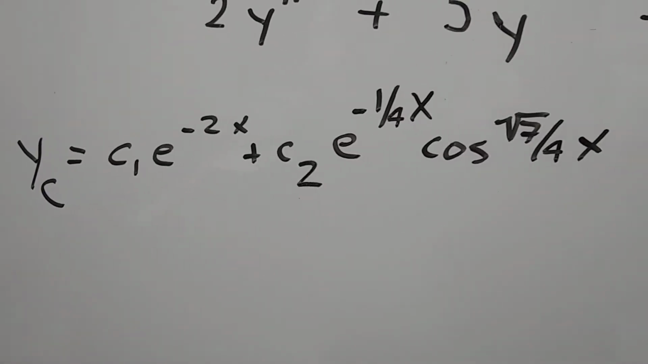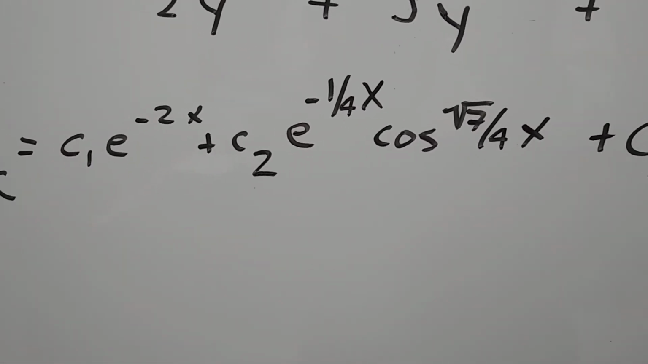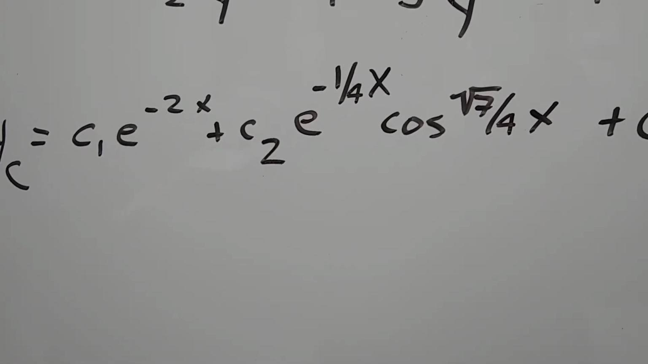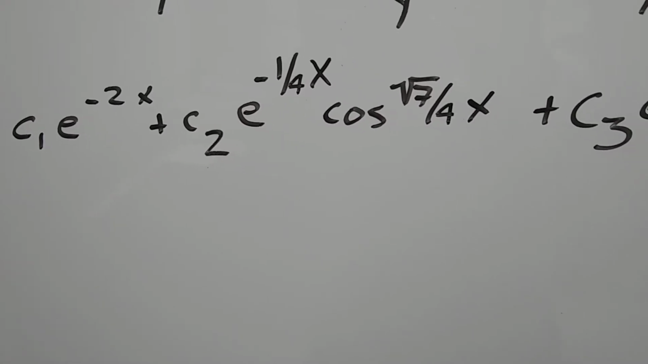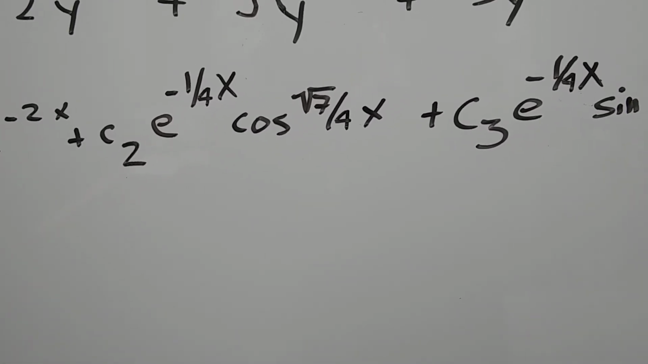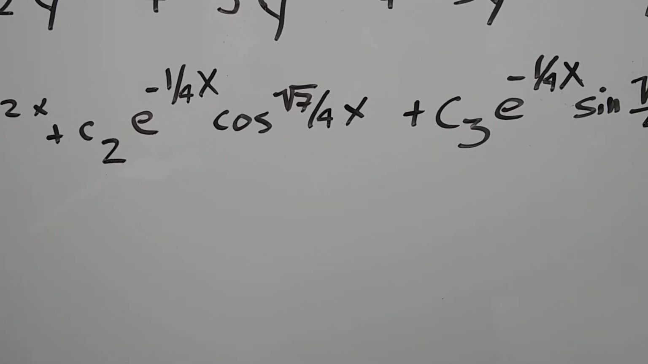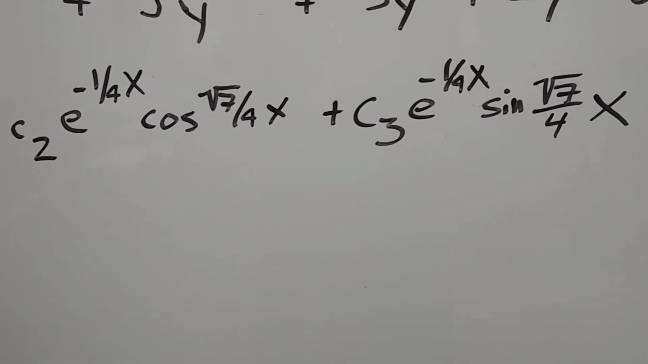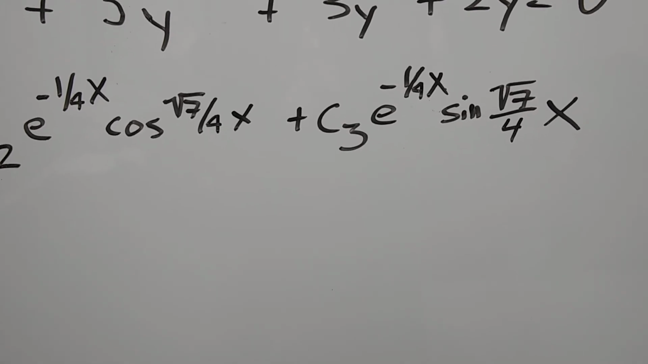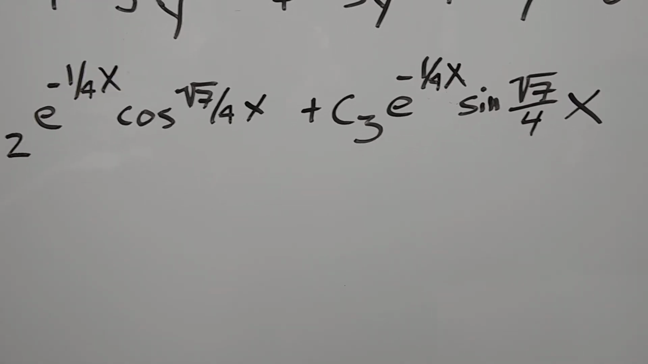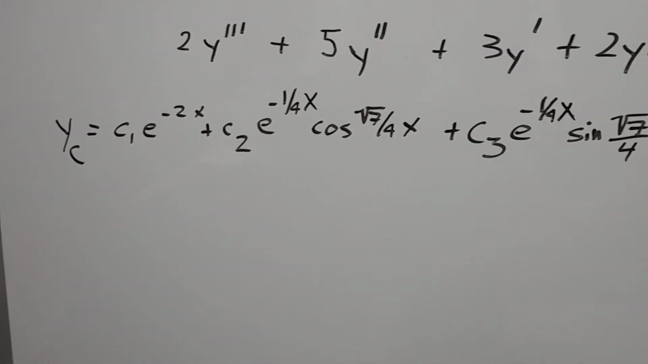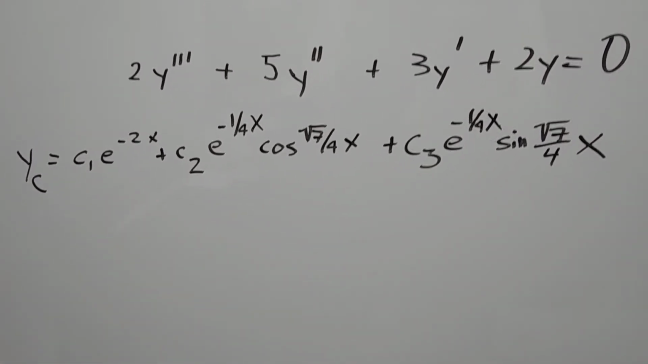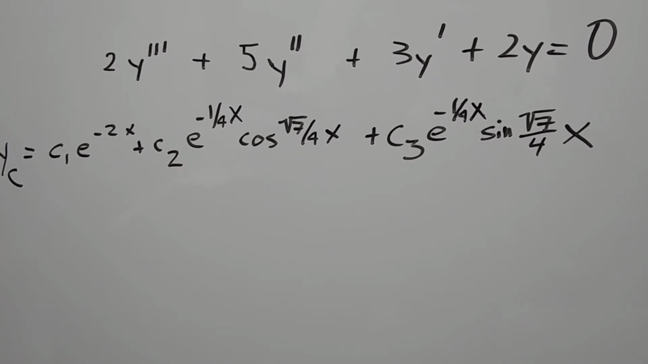It's going to be y sub c is equal to c1 e to the -2x from the m plus 2 term, and then from the 2m squared plus m plus 1 term, I'm going to get c2 e to the -1/4 x cosine square root of 7 divided by 4 x plus c3 e to the -1/4 x sine square root of 7 divided by 4 x. And voila, that is the solution to that third order linear differential equation with constant coefficients.